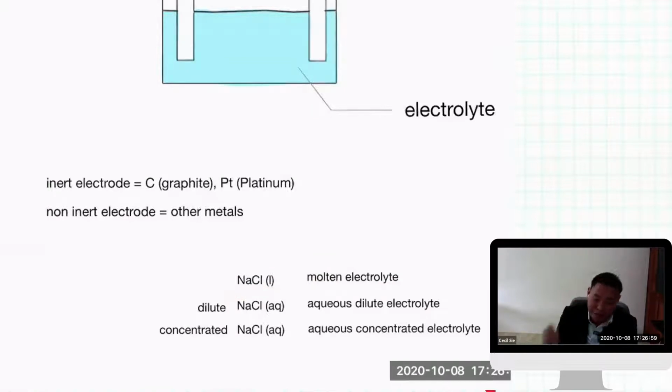That's the first type. The second type is aqueous dilute electrolyte, which means you don't need to heat it up. You just add water. You have sodium chloride, put into a beaker, then you add a lot of water. And when you do that, you get dilute sodium chloride. You must add a lot of water so that it gets diluted. The third type is aqueous concentrated electrolyte. You put a lot of sodium chloride and you add only a small amount of water, then you get concentrated sodium chloride.